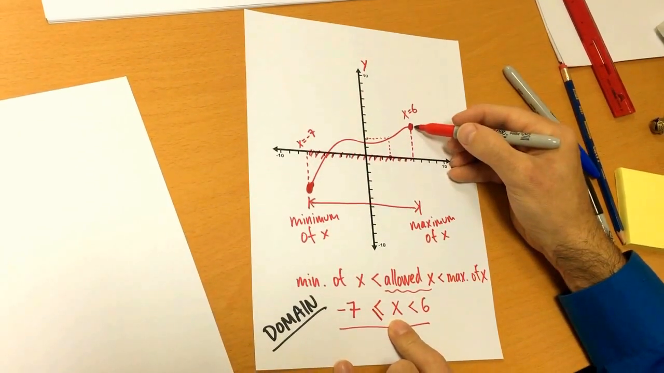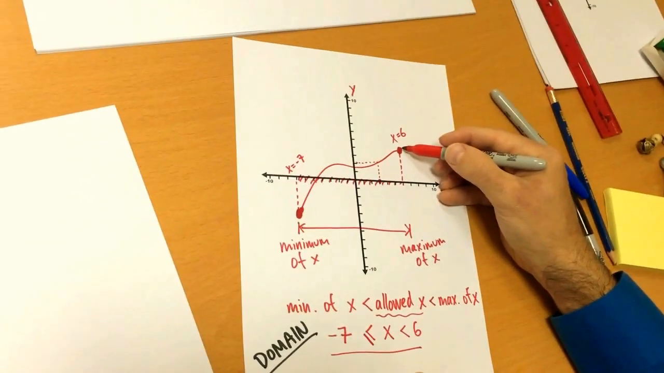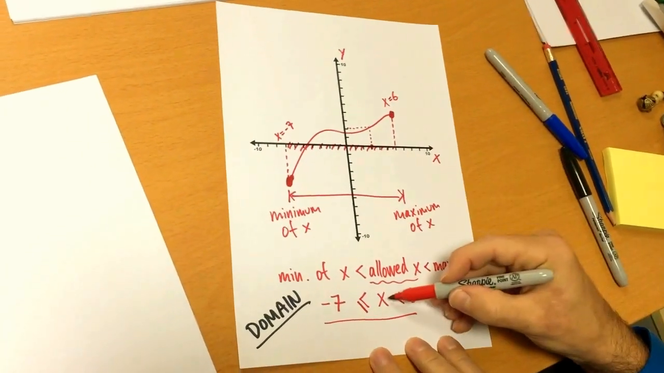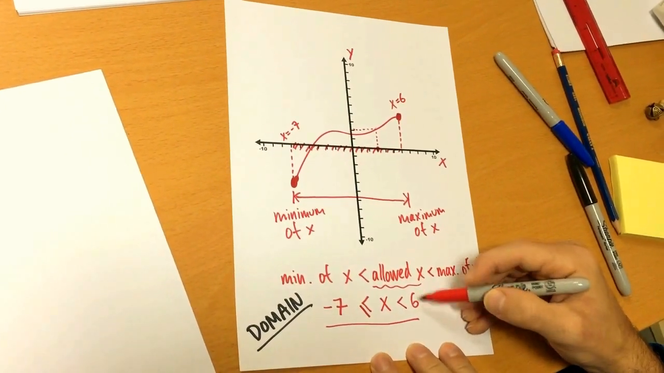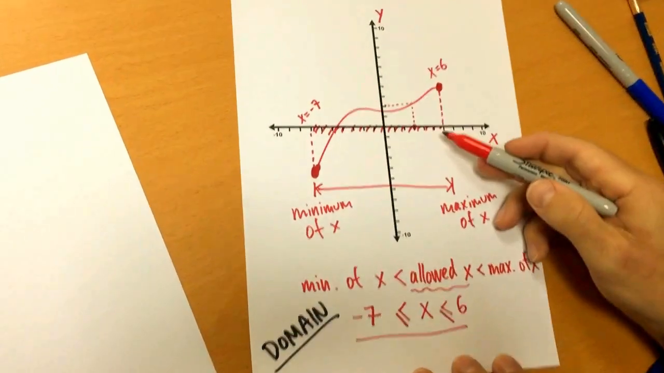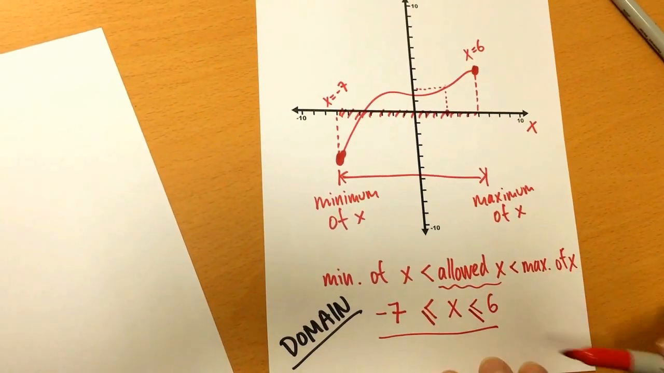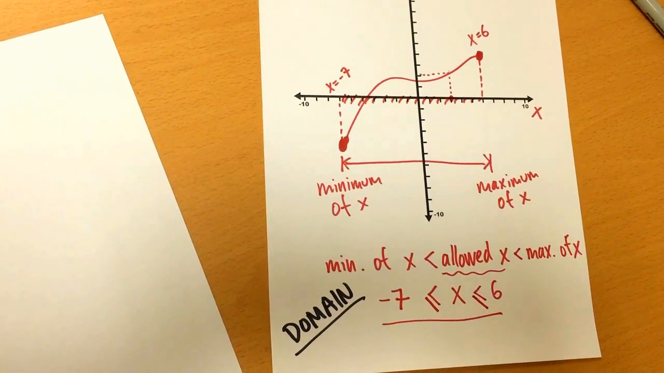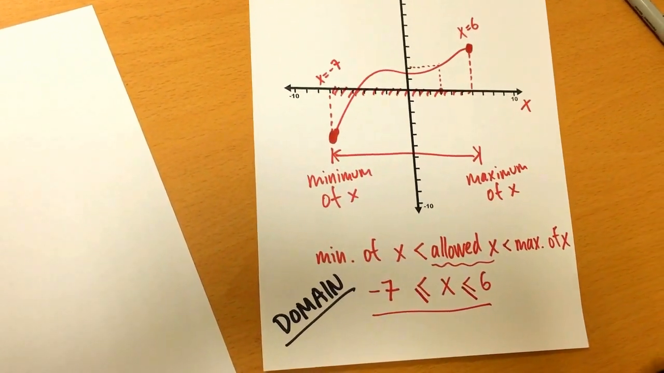I filled out this circle too, so X equal to 6 is allowed as well. So X must be less than the maximum, 6, or equal to. So I put it like this. In this picture, I would say this is the correct answer. -7, less than or equal to X, less than or equal to 6.